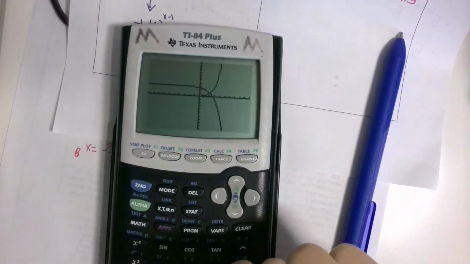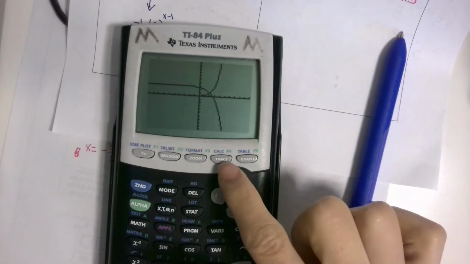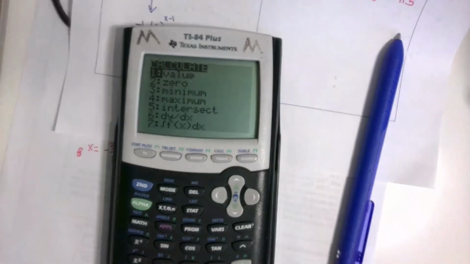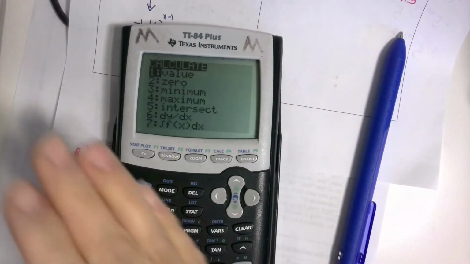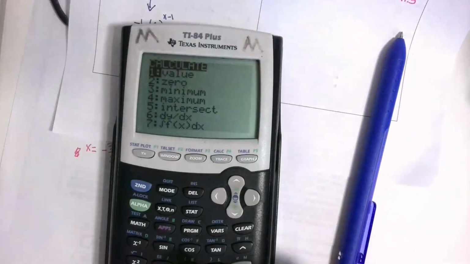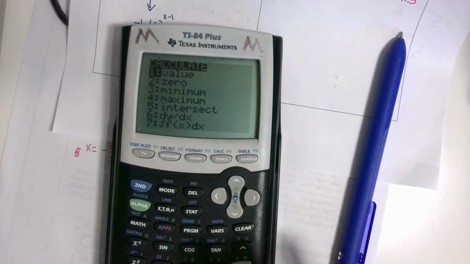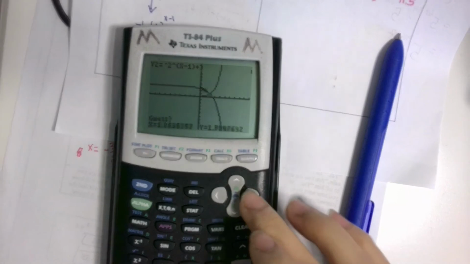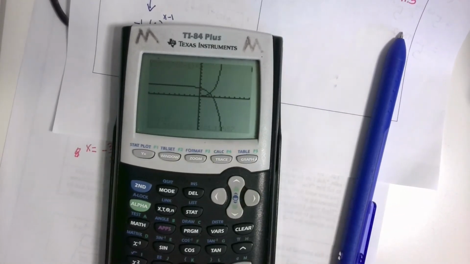And then now I can go ahead and find the intersection point by going second trace. So I'm going to calc, go to intersect, because where the 2 lines intersect is going to be the solution. So go to number 5, first curve, second curve. I didn't really do anything. It's just doing it for me. Enter. Guess. My guess is right there. There you go. Answer x equal to 2.